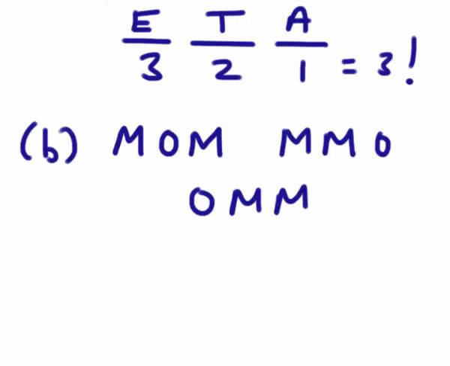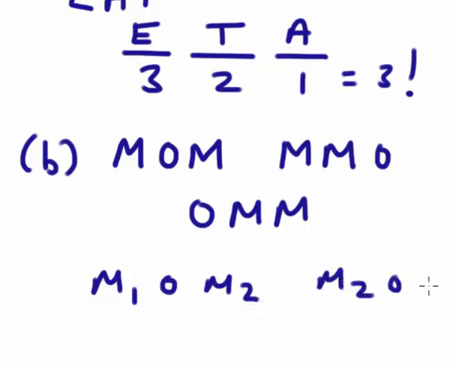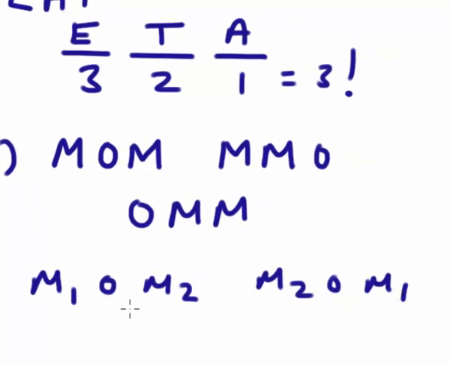So if you had M1, O, M2 and M2, O, M1, here the letters are treated as different. But if you remove the subscripts, those little numbers there, now those are the exact same words. So we're not going to worry about different letters here.